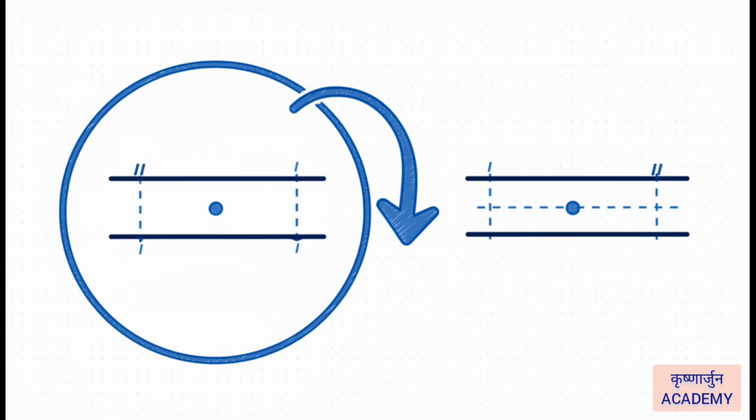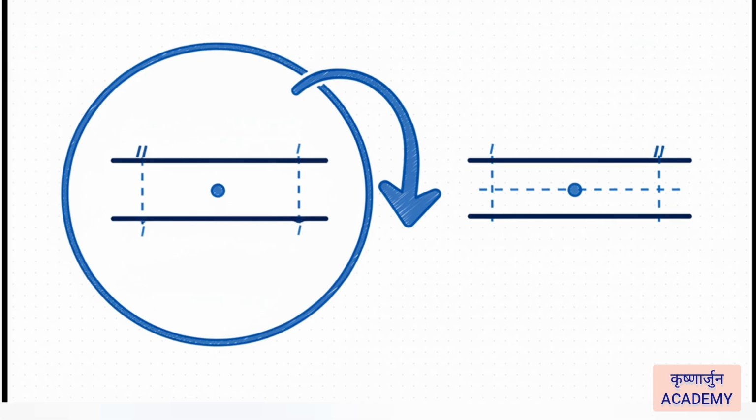And it gets even better. There's this beautiful symmetry with chords. Check this out. If you have two chords that are equal in length, then they're going to be the exact same distance from the center. But here's the kicker. It works the other way around too. If you find two chords that are equidistant from the center, you know for a fact they have to be the same length. It's this perfect two-way street.